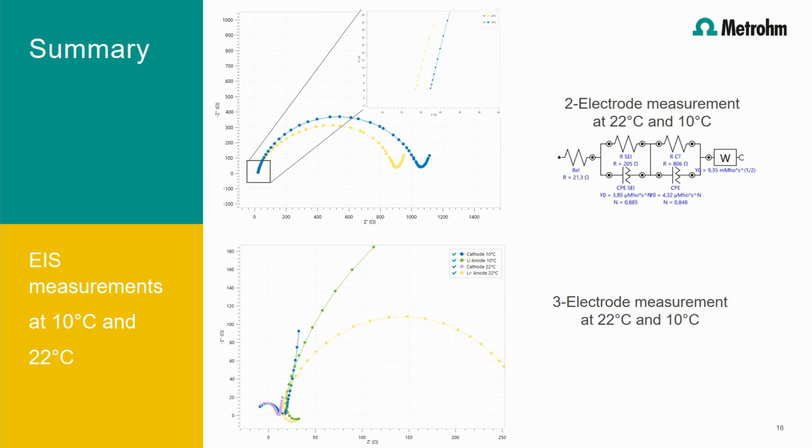Unfortunately, due to an artifact, the values of the cathode, the purple and the blue curve, can't be evaluated in our measurement. That's life, and the next step would be to assemble a new battery and to repeat the 3 electrode measurements again to get all values for the anode and cathode processes separately.